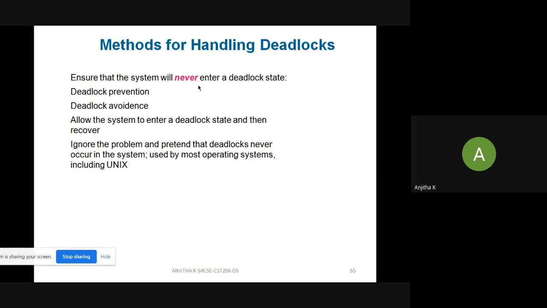Okay, so these are the three methods for handling deadlocks, and for that we have to know what deadlock prevention is and what deadlock avoidance is. You have to study.